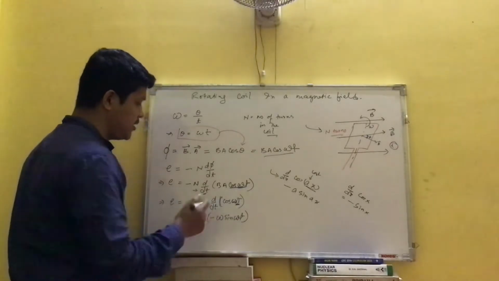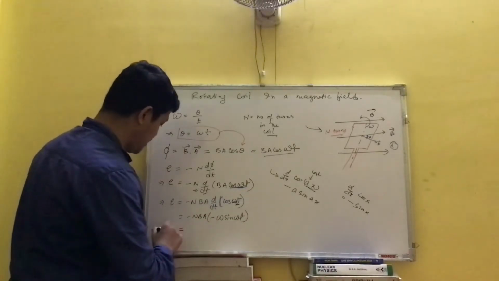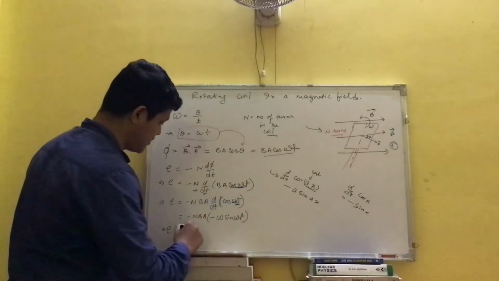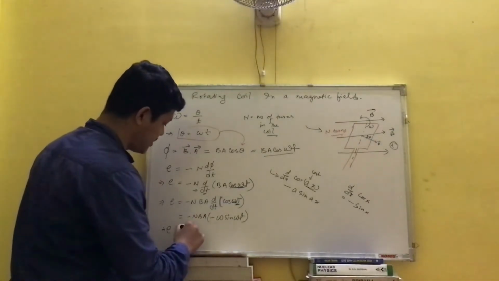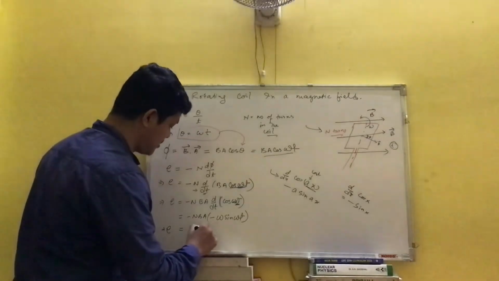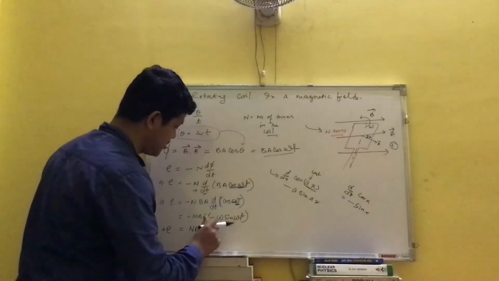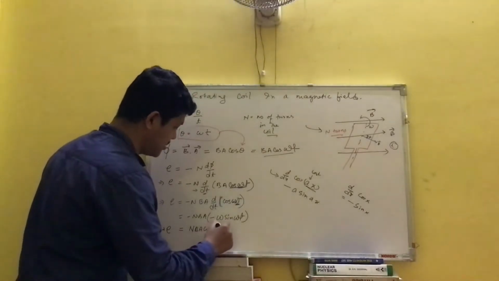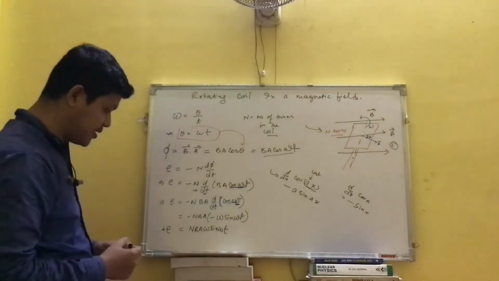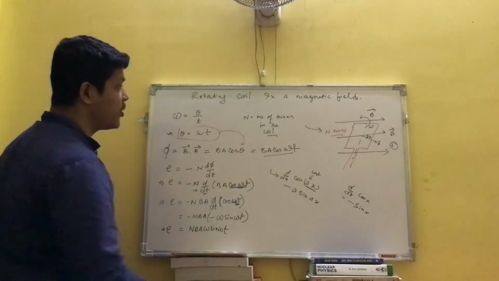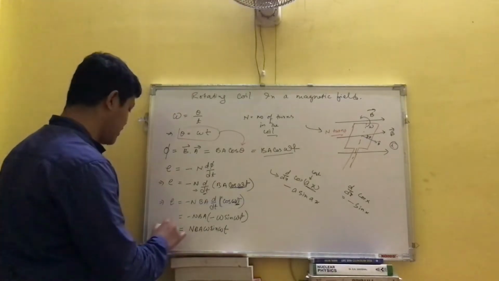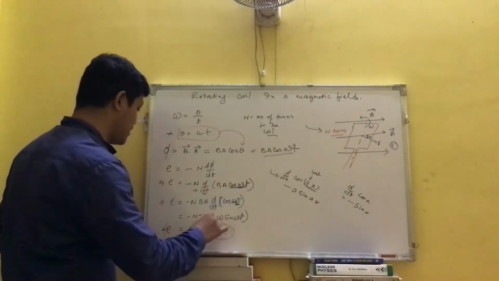So now, as the final result, this is plus nBA omega sin omega t. So this is the EMF induced in this coil rotating in a magnetic field.